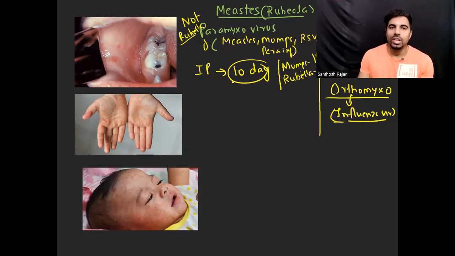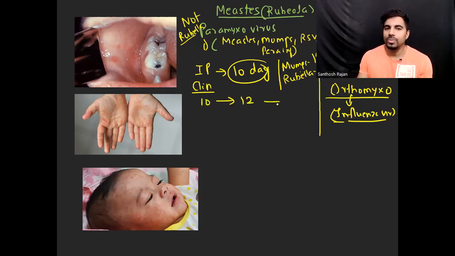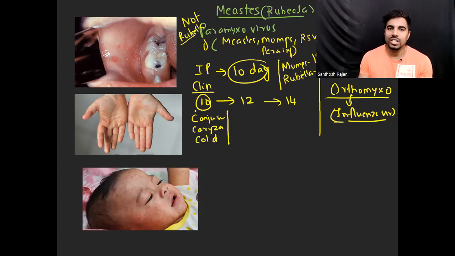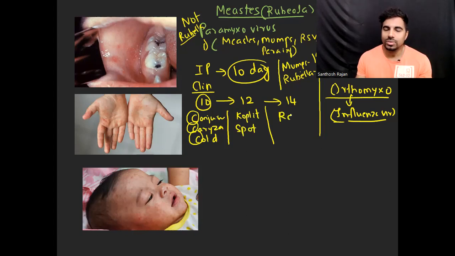Now the clinical features. There is a 10th day, 12th day and 14th day. On the 10th day, all the C's will happen: fever, conjunctivitis, coryza and cold. On the 12th day, they'll get the Koplik spot. Koplik spot is very important; they can ask. On the 14th day, the rash. Got it, rash.